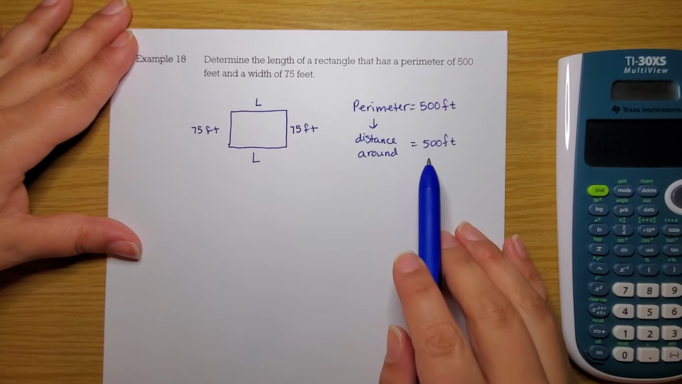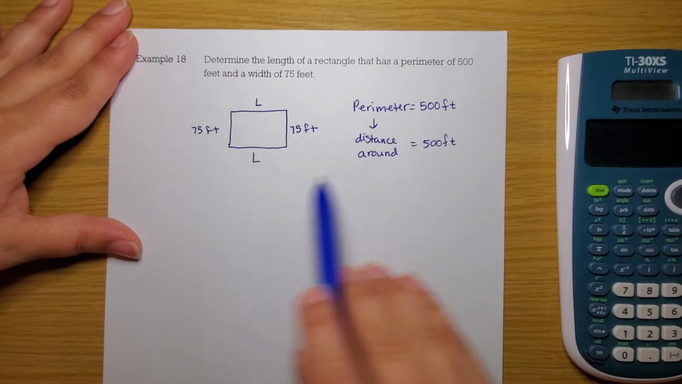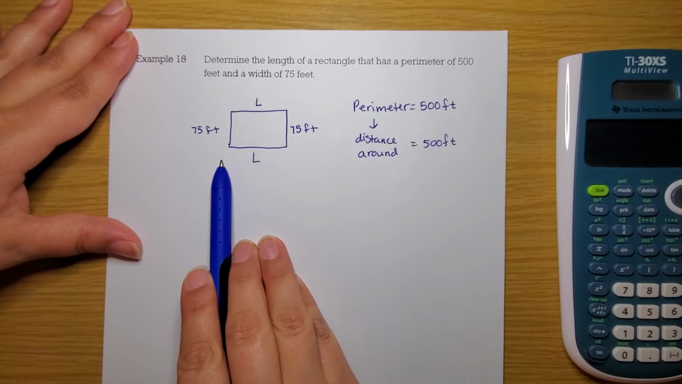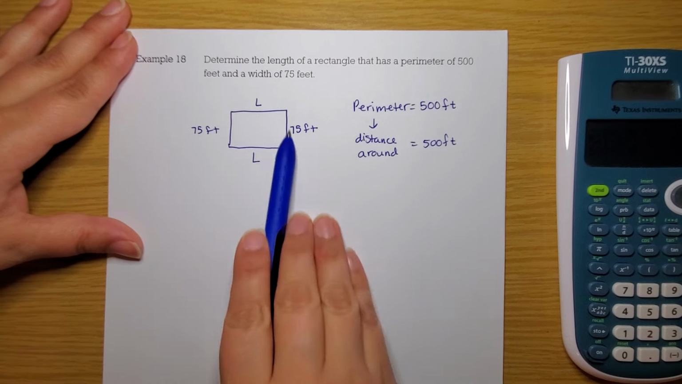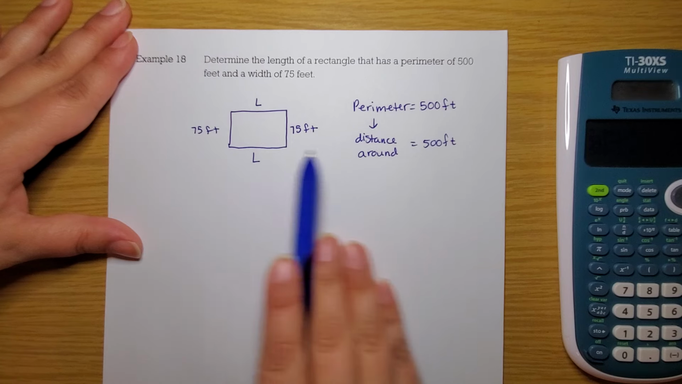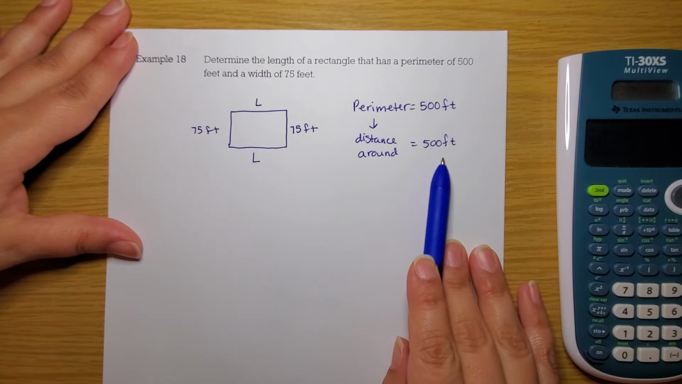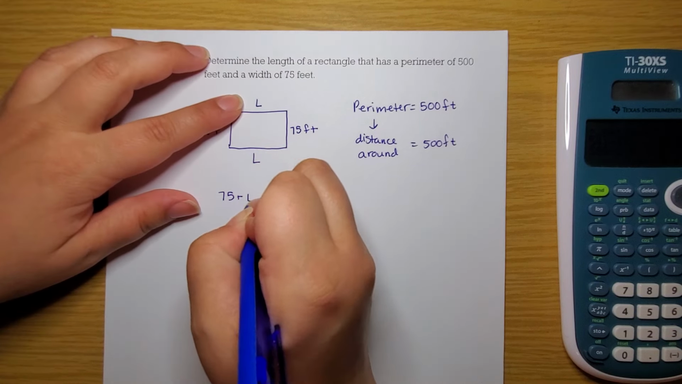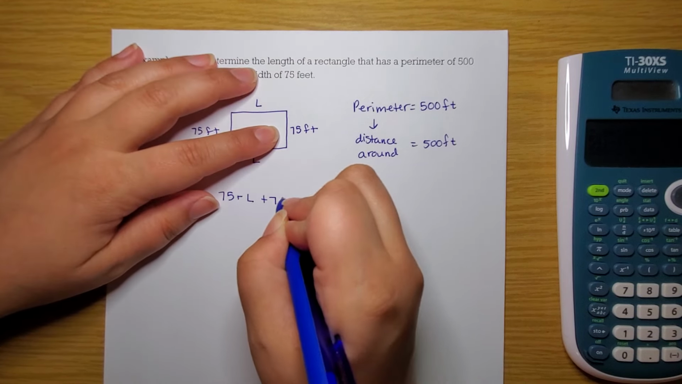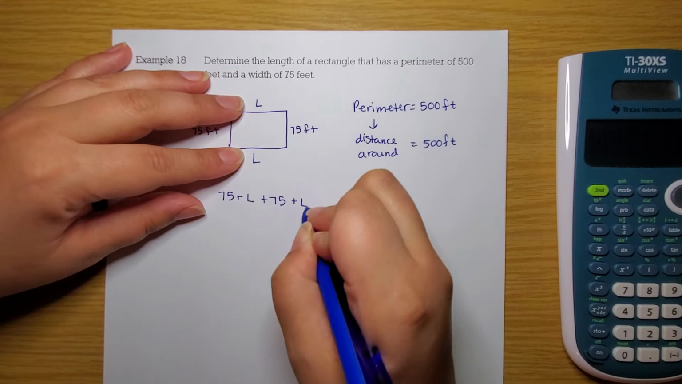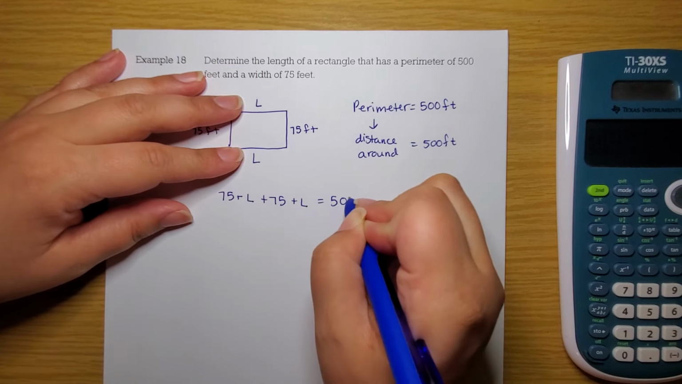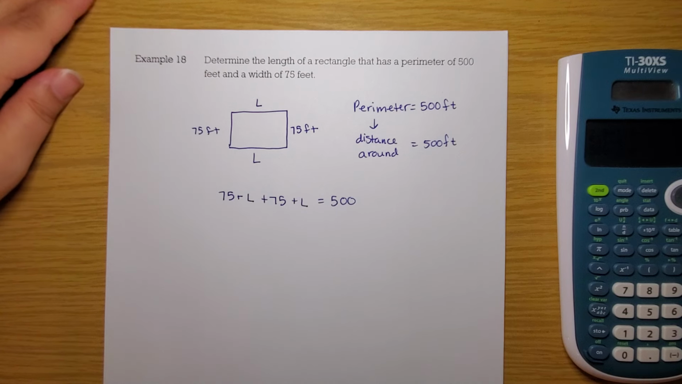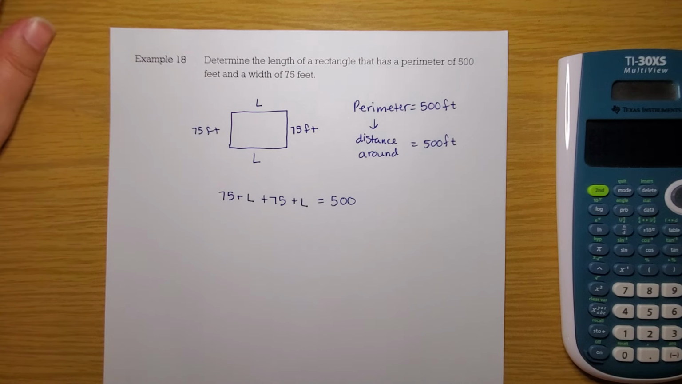So to find the distance around, I would add up all the sides, right? That's what we would do to get our perimeter. So if I add up all of the sides together, I should get 500. So 75 plus L plus 75 plus L should get me 500. Oh, I am so happy now because now I have an equation.